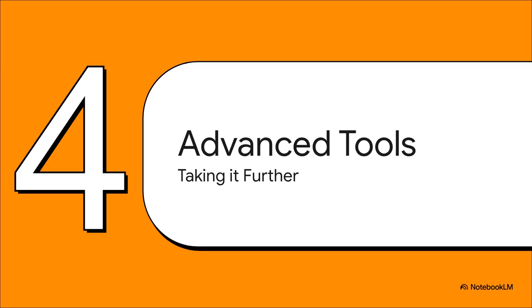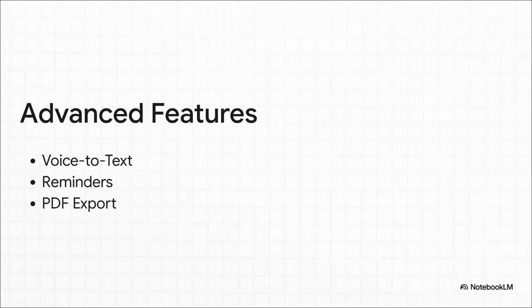Section 4, Advanced Tools and Export. Taking it further. Now, NoteBook gives us this specific trio of advanced tools. They're designed to completely elevate the app from a simple scratch pad into a full-blown, comprehensive productivity hub. We're talking voice-to-text, reminders, and PDF export.